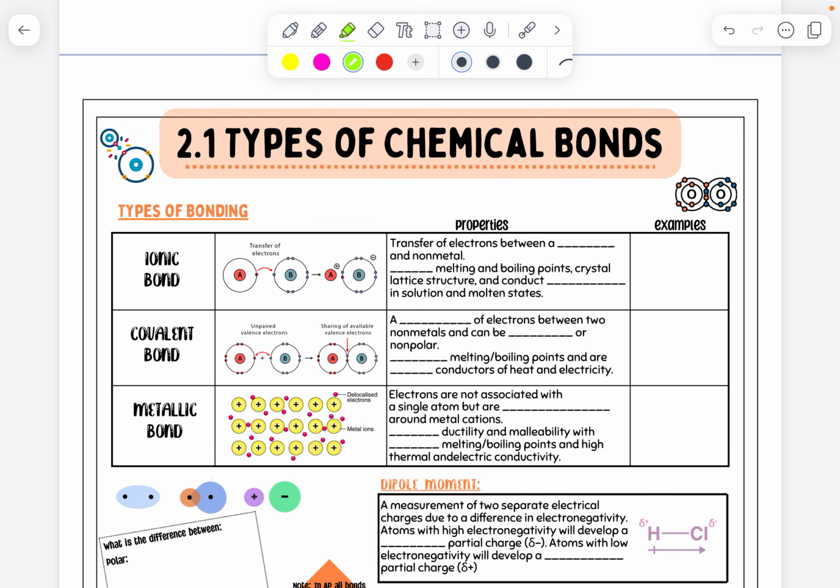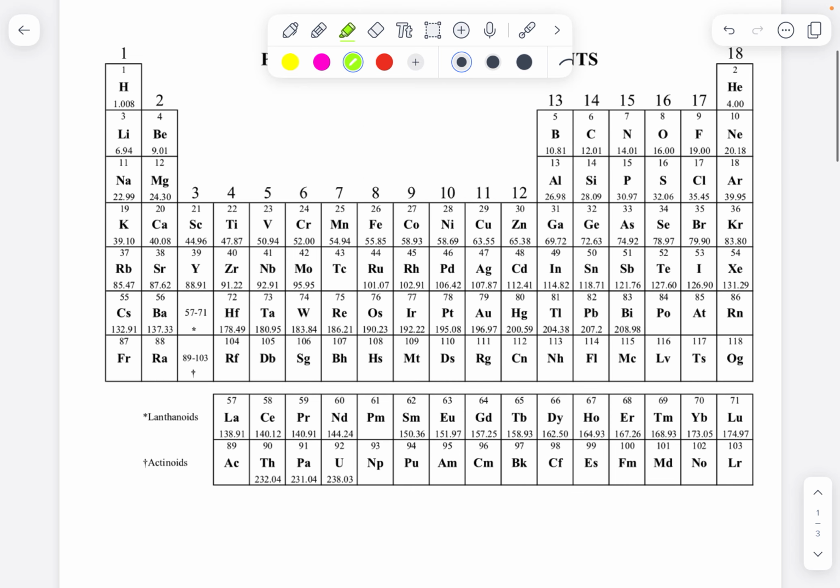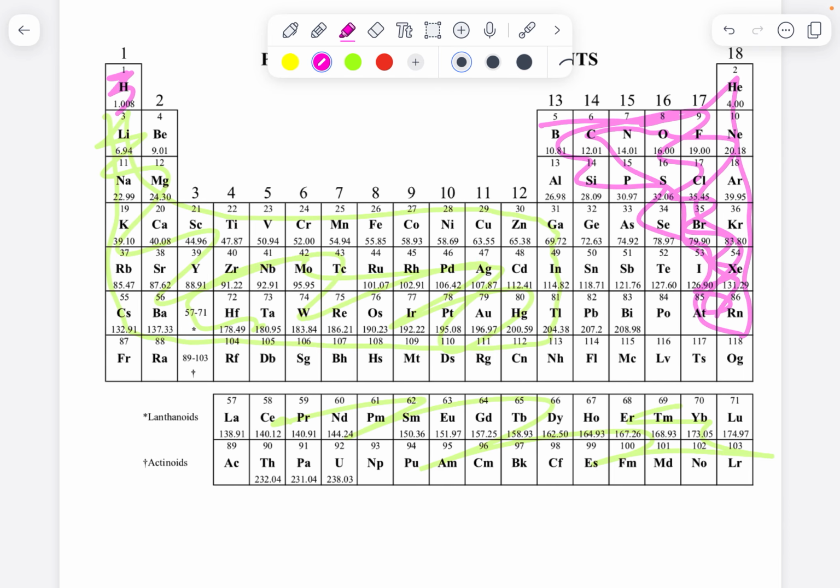Hi, this is Mrs. Pinkerton, and today we're talking about 2.1 types of chemical bonds. Just for review, let's remember that our metals are all over here on this side of the periodic table, minus hydrogen, and our nonmetals, including hydrogen, are all over here. So we're talking about metals and nonmetals when we talk about types of chemical bonds.